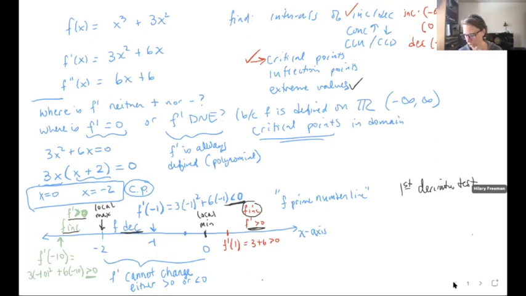Okay, I want to show you the second derivative test. So put an R in the chat window if you're ready for the second derivative test. Put a W if you want me to chill out and let you write some stuff down.